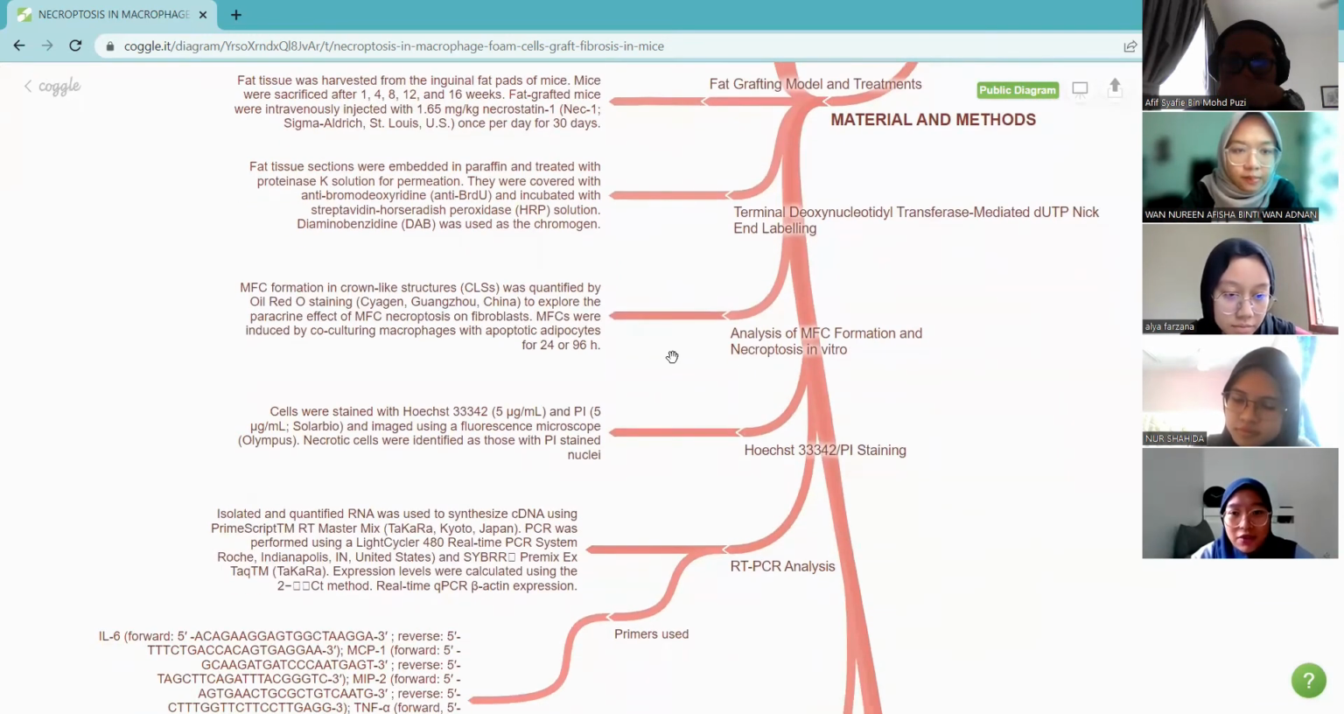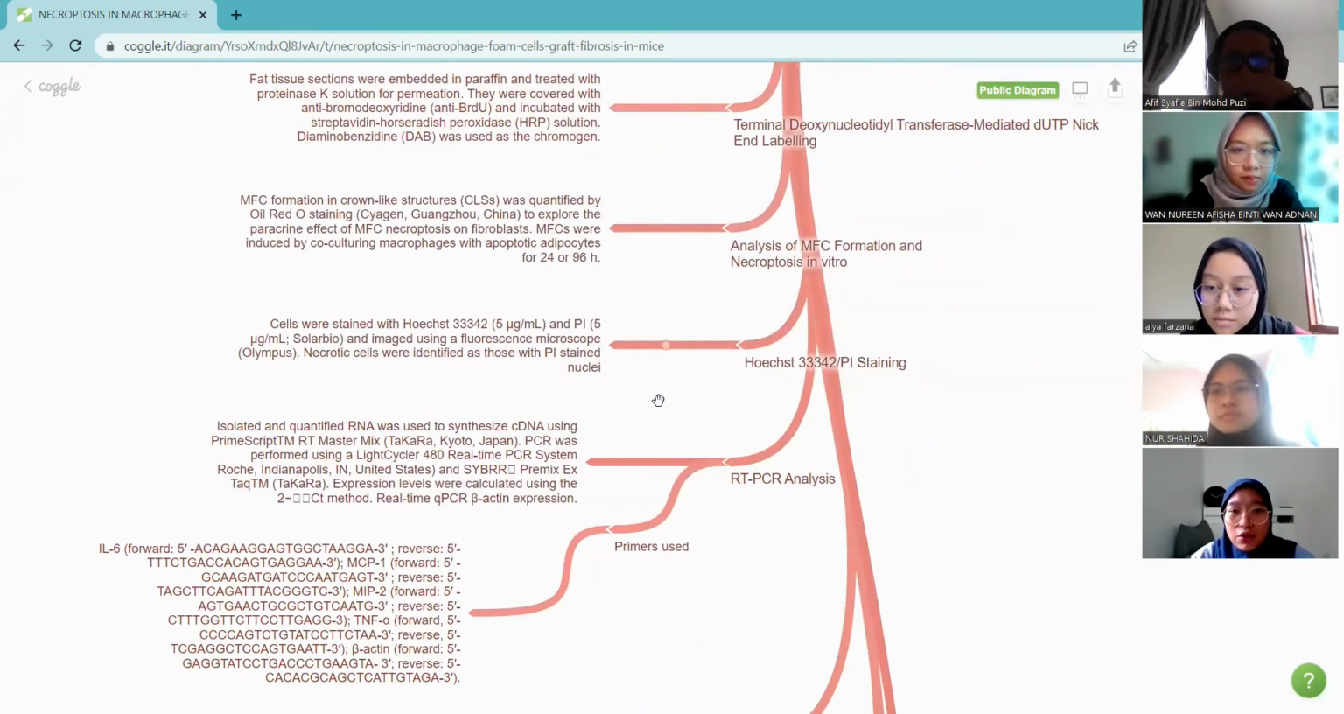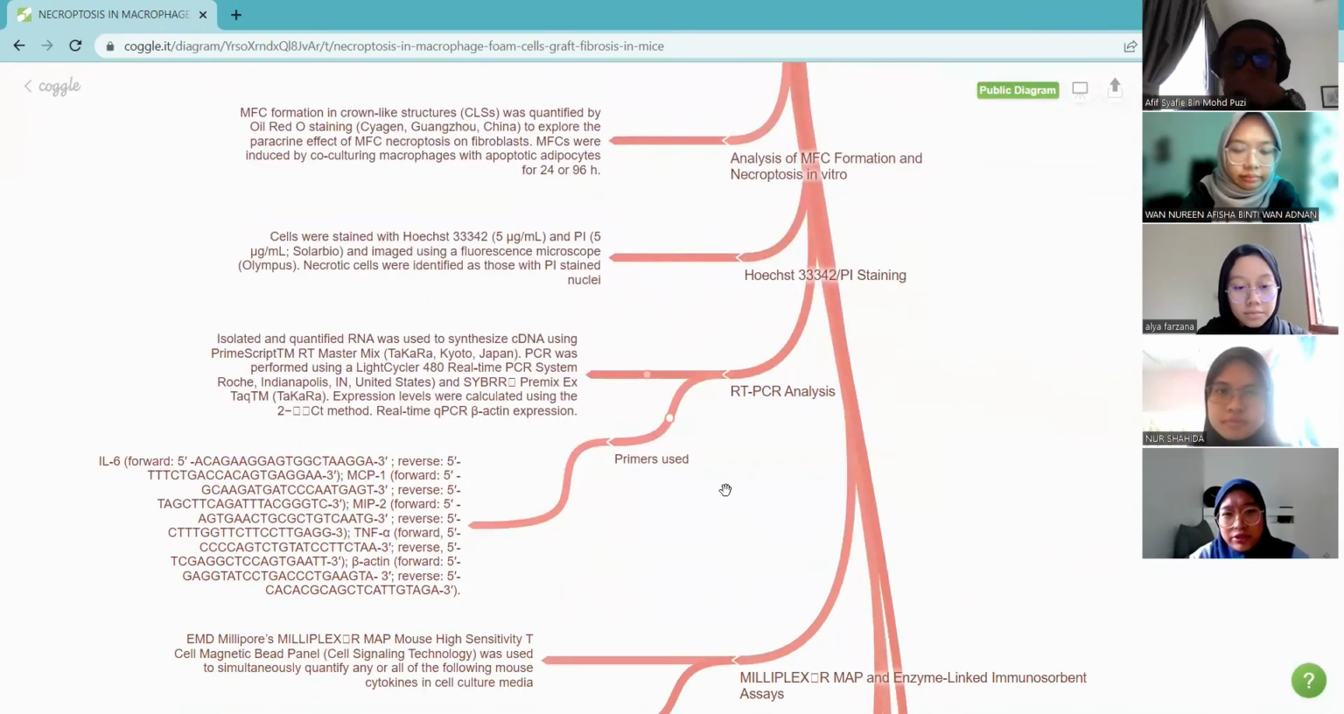And next is analysis of MFC formation and necroptosis in vitro. MFC formation in crown-like structures, CLS, was quantified by oil red O staining to explore the paracrine effect of MFC necroptosis on fibroblasts. MFCs were induced by co-culturing macrophages with apoptotic adipocytes for 24 hours or 96 hours. Next is Hoechst 33342 PI staining. Cells were stained with Hoechst 33342 5 microgram per ml and PI 5 microgram per ml and imaged using a fluorescence microscope. Necrotic cells were identified as those with PI stained nuclei.